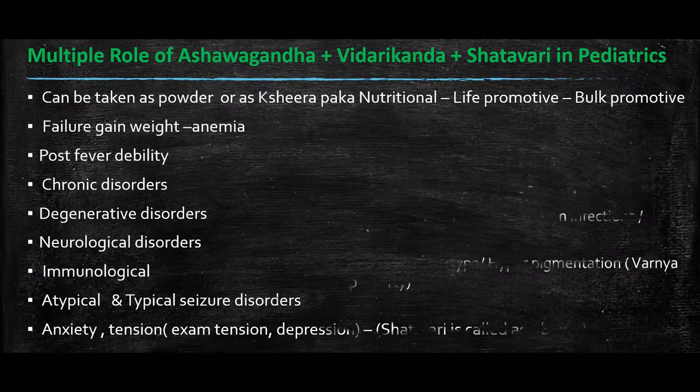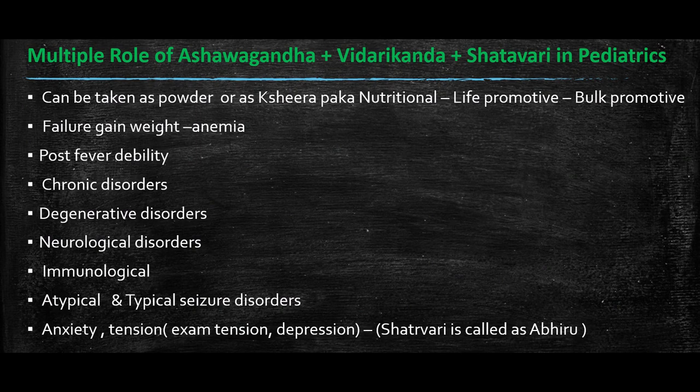Now, there is multiple role of ashwagandha, vidarikanda and shatavari in pediatric practice. This is a simple thing, and it is not much problematic to administer to the child. Of course, if it is made into kshirapaka, it is quite easier. So, it can be taken as a powder or as a kshirapaka in nutritional problems, and all three things are life promotive, vayasthapana and bulk promotive, jivaniya, brimhaniya, etc.